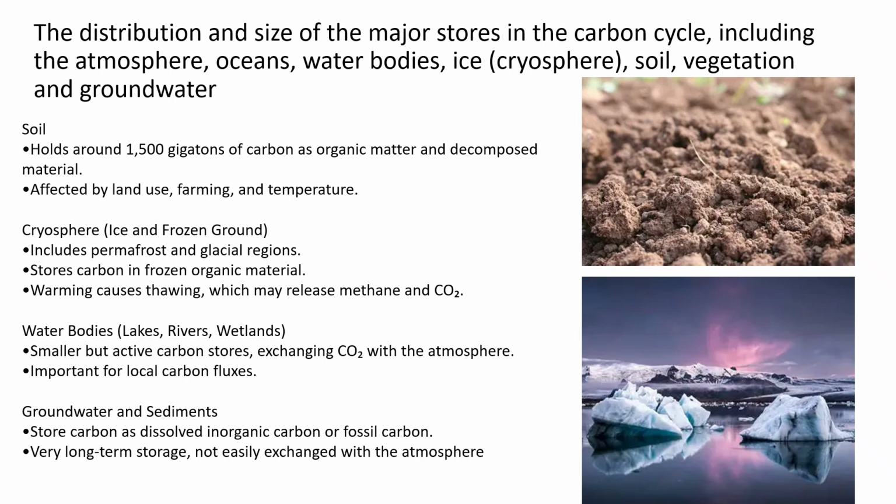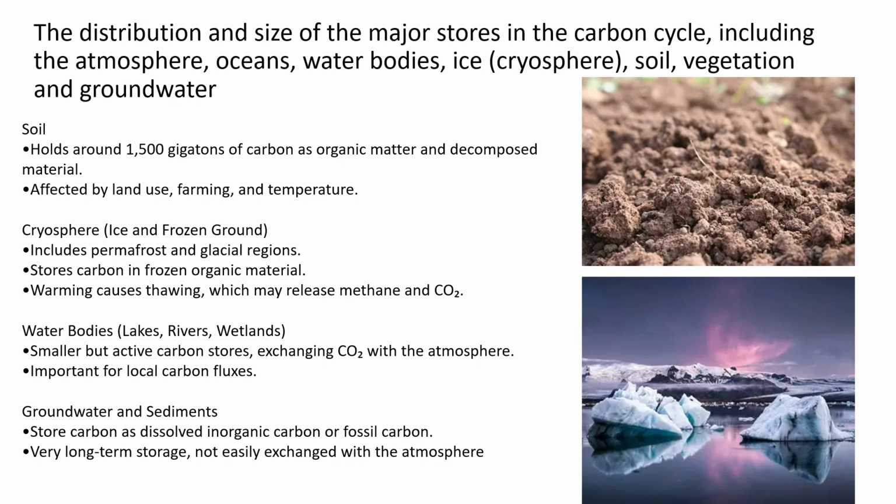Our cryosphere, the ice that we have on our planet, can store carbon too. It can be found trapped within it. And of course, as it melts, that cryosphere, it is releasing some of that trapped carbon, particularly methane. We find carbon in water bodies, in lakes and rivers, but really importantly wetlands.